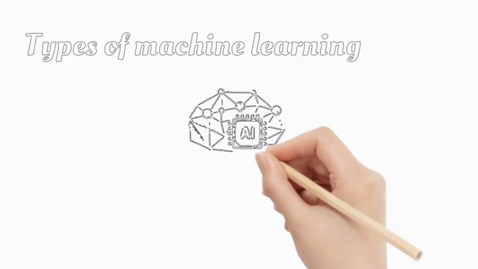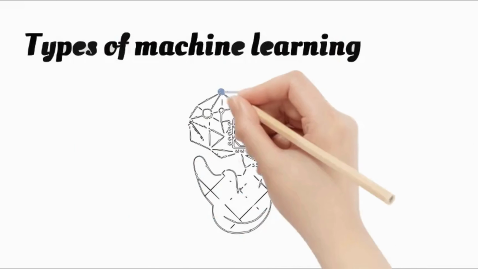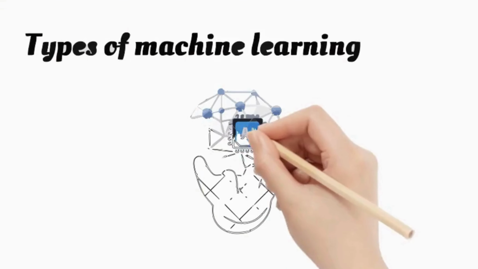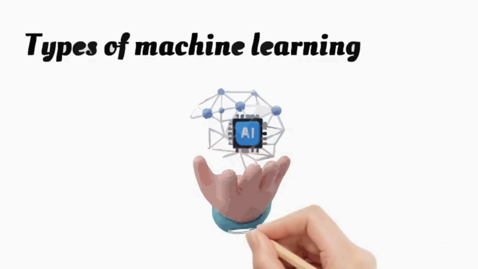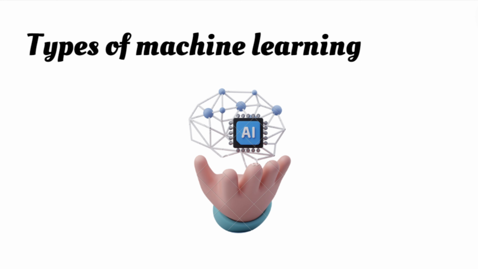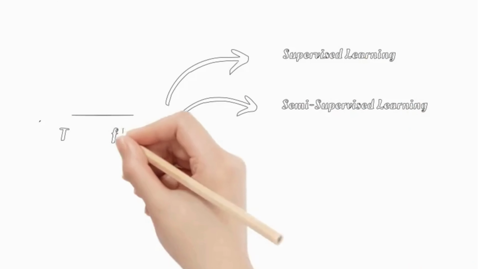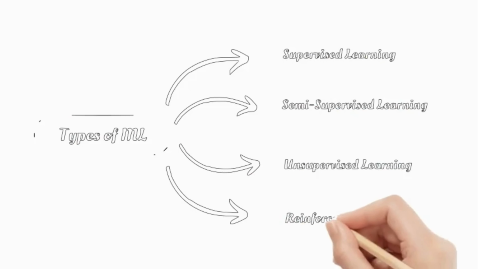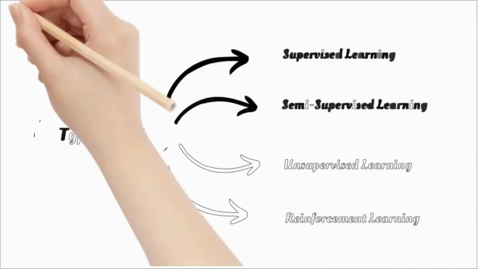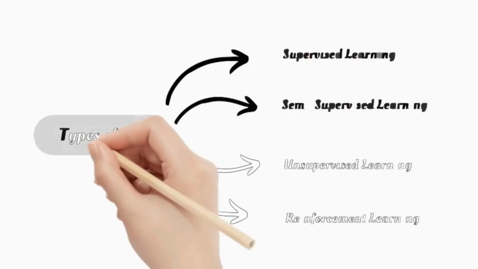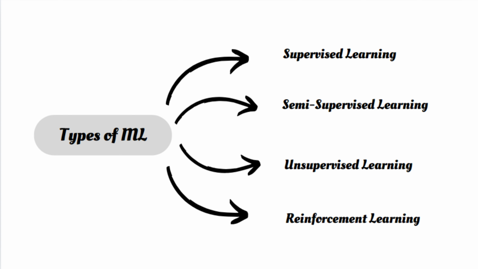In our last video, we explored the basics of machine learning, how machines learn from data, recognize patterns, and improve over time. If you missed that, be sure to check it out to get up to speed. Today, we're diving deeper into the four main types of machine learning algorithms: supervised, semi-supervised, unsupervised, and reinforcement learning. Let's break them down with clear definitions and real-world examples.